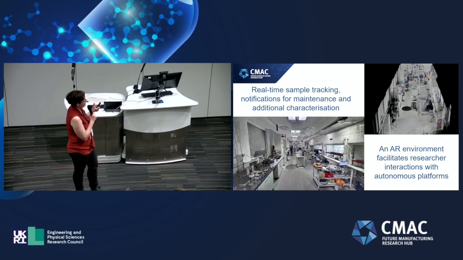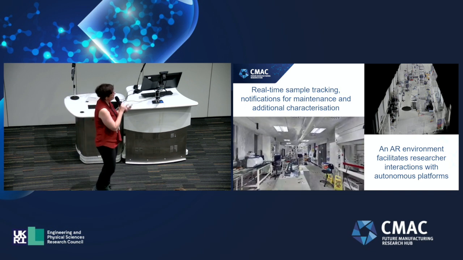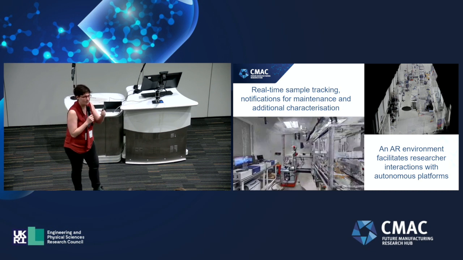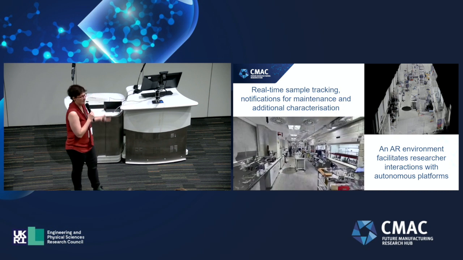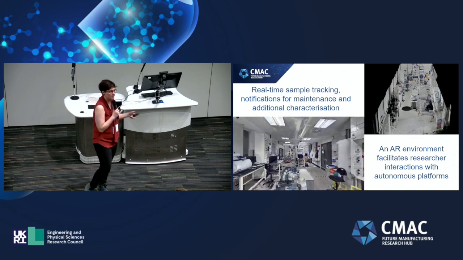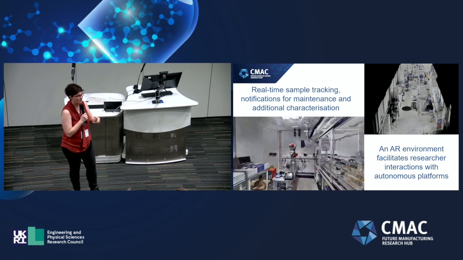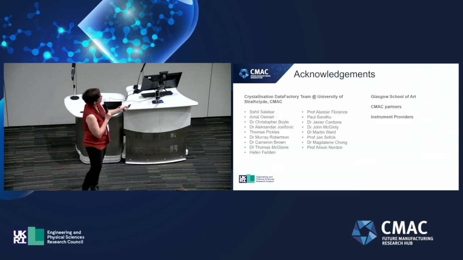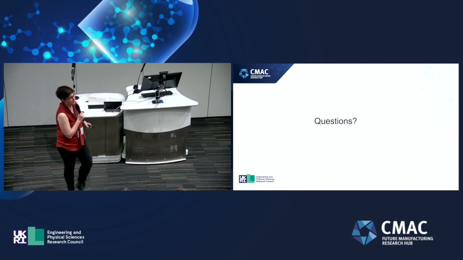So finally, it's important to facilitate the human-robotic or autonomous platform interface. And in order to do that, again, we're working with Glasgow School of Art to create augmented reality where we can easily see where our samples are at any one time, and maybe highlight that a particular instrument is in need of maintenance or our solvent library might be filled. So this is quite exciting as well, because this is a collaborative lab environment where robots and researchers work in harmony. And with that, I want to thank many people who are involved in this, and hand over for questions.